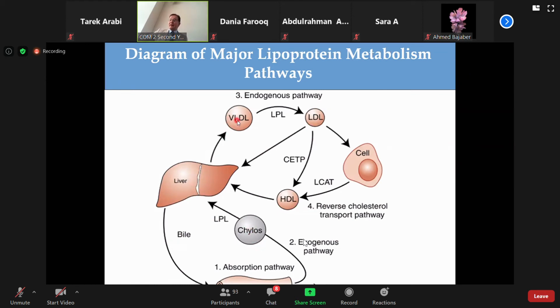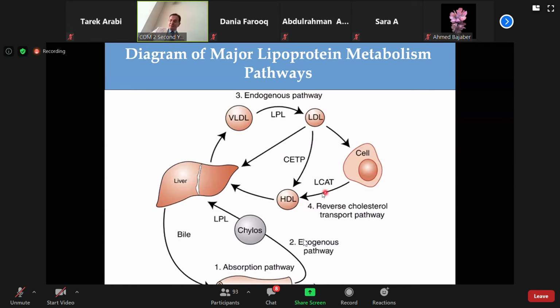The VLDL, this is the endogenous pathway. Through the LPL, lipoprotein lipase, which we said is in the endothelial cells, would basically hydrolyze the triglycerides in the VLDL, and it becomes IDL and then LDL. Now the LDL, as I said, there's the LDL cholesterol receptor, and also the cholesterol can be delivered to the cells.